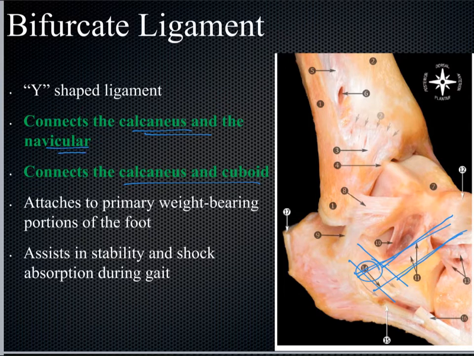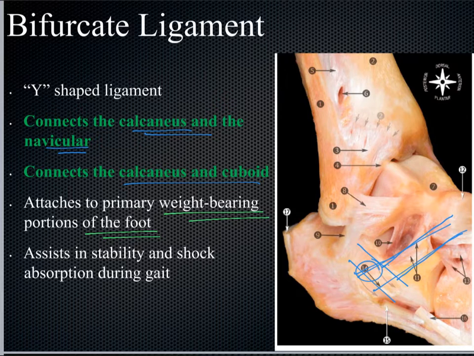And I think this is an important concept because the cuboid and the navicular are huge components to maintaining either the medial longitudinal arch, which would be the navicular, right? Or the lateral longitudinal arch, which is the cuboid. So this bifurcate ligament, when we're thinking about its structure, its role in structural integrity of the foot, it's basically one of the primary ligaments, because it attaches to the primary weight-bearing portions of the foot, which are the cuboid on the lateral side and the navicular on the medial side.